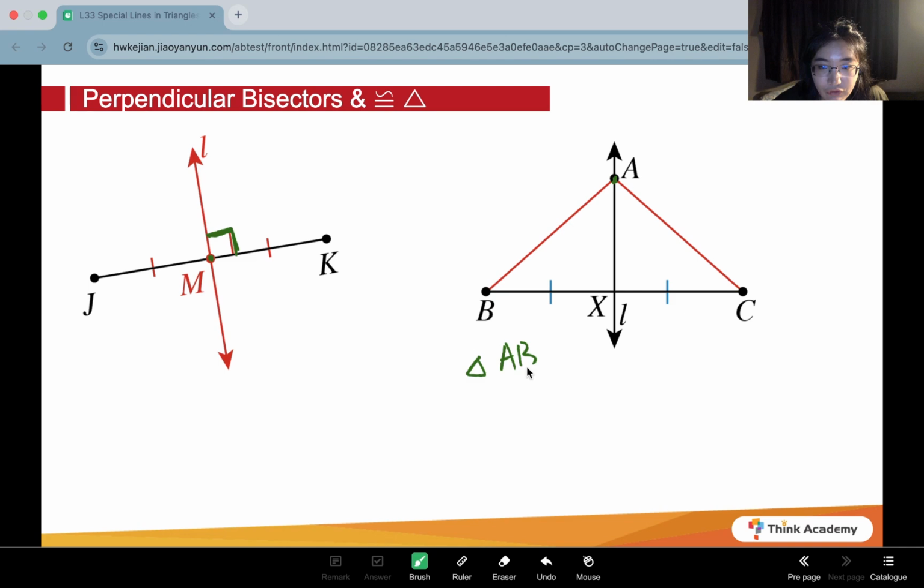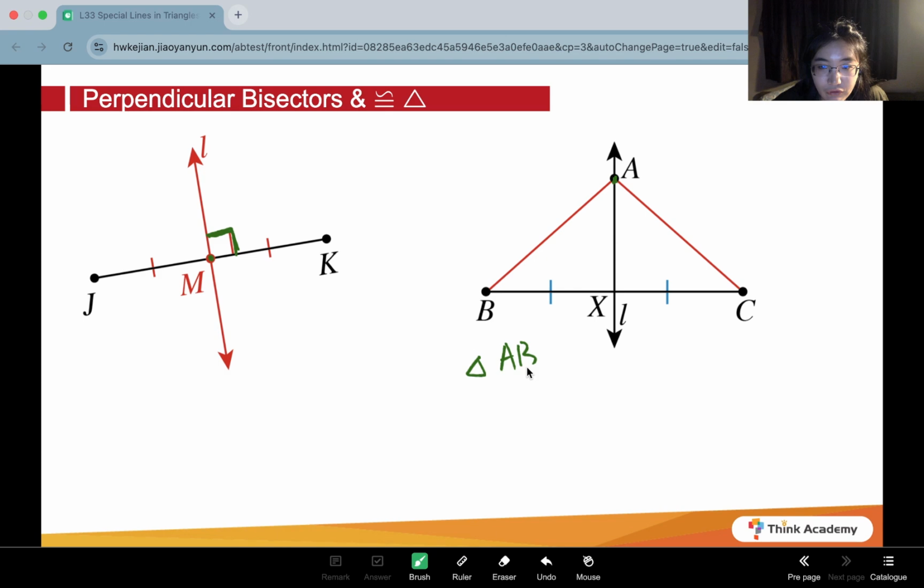You have perpendicular bisector, so X is the midpoint, so BX equals CX, and the common side. Don't forget that. The common side will always be helpful. And perpendicular, so this word means we have 90 degrees, 90 degrees. Side, angle, side. Of course, they are congruent triangles. In the brackets, let's have SAS as our reason. Okay, so AB, of course, will be equal to AC.